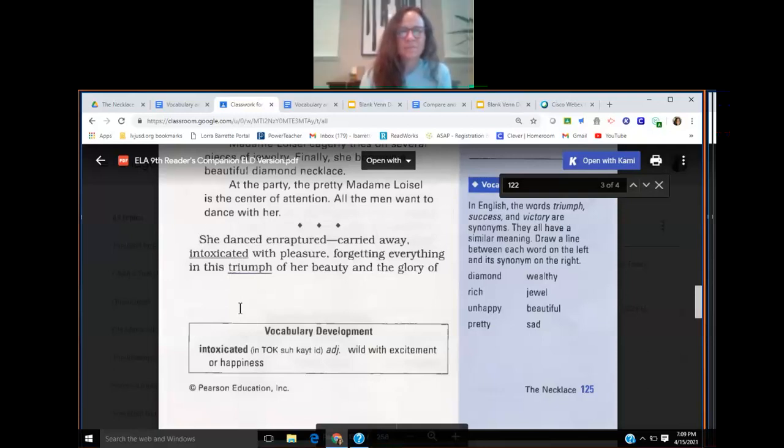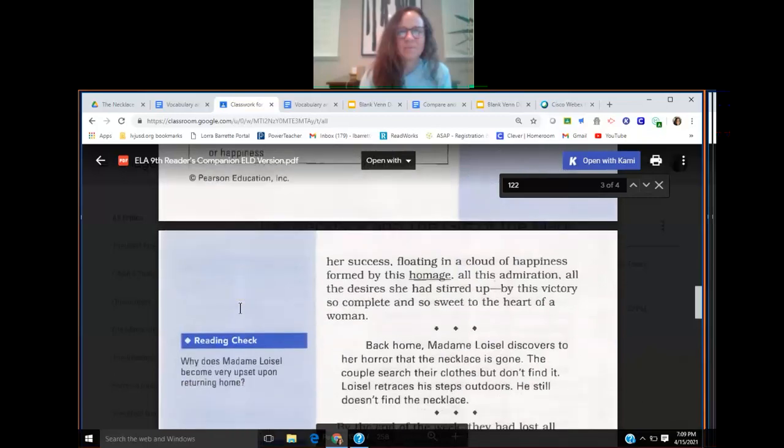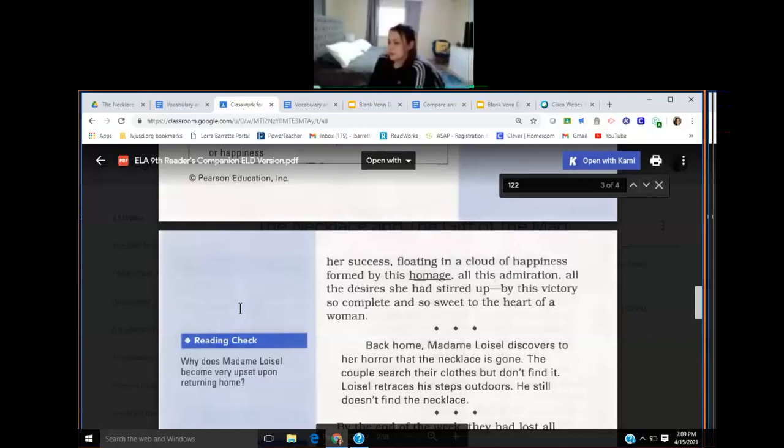She danced rapturous, carried away, intoxicated with pleasure, forgetting everything in this triumph of her beauty and the glory of her success, floating in a cloud of happiness formed by this homage, all this admiration, all the desires she had stirred, stirred by this victory so complete and so sweet to her heart as a woman.